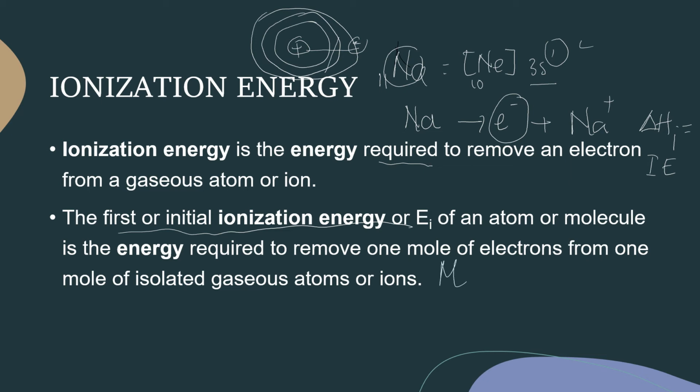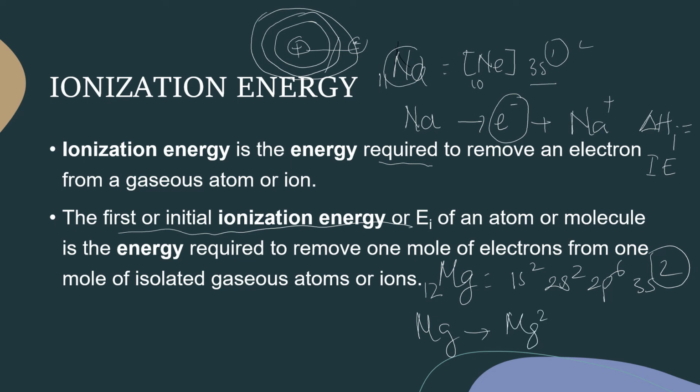But for magnesium, with proton number 12, the configuration is 1s2, 2s2, 2p6, 3s2. So Mg actually needs to release two valence electrons, or two outermost shell electrons. From a neutral atom, Mg will form Mg2+ because two electrons are released. So for a magnesium atom to become a magnesium 2+ ion, it should release two electrons.